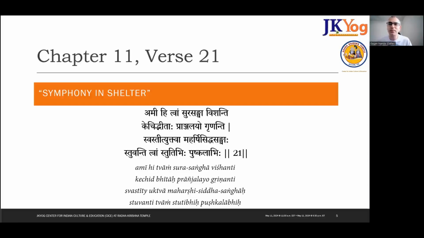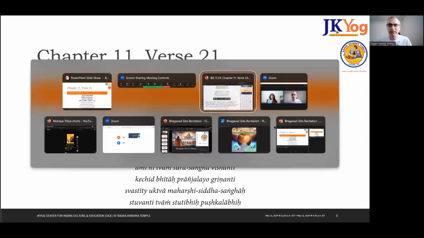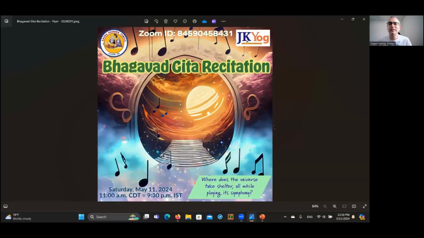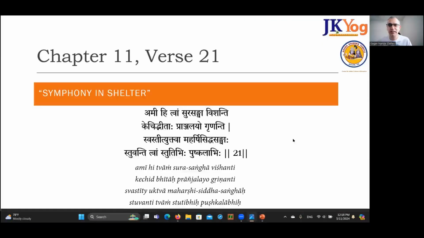And then there are sages and perfected souls who are praising or extolling Sri Krishna with auspicious hymns and prayers. That's the symphony in shelter. In fact, we showed in class, and here as well, the flyer that most of you hopefully had seen prior to class, trying to represent the universe being in some shelter, that shelter represented by Sri Krishna in that form. And there is the symphony, auspicious hymns and prayers, musical notes all around. So chapter 11, verse 21 is symphony in shelter.